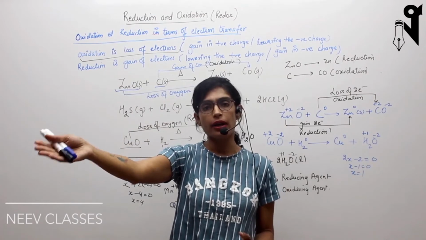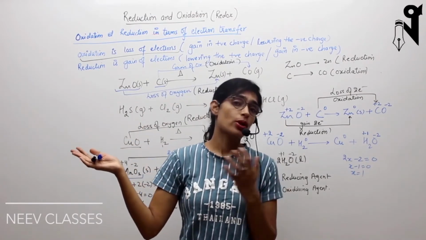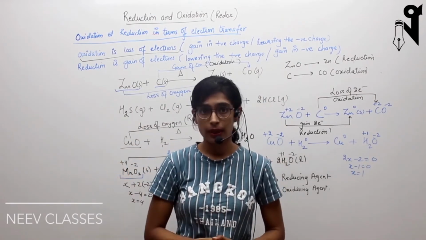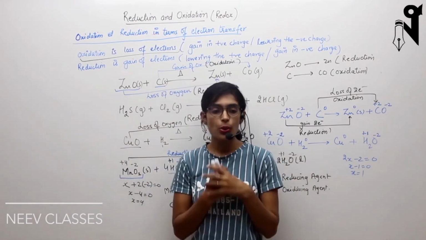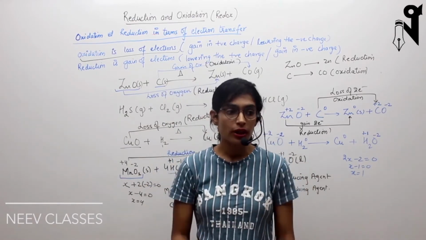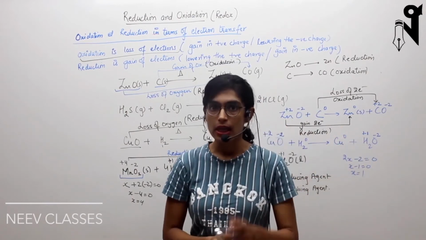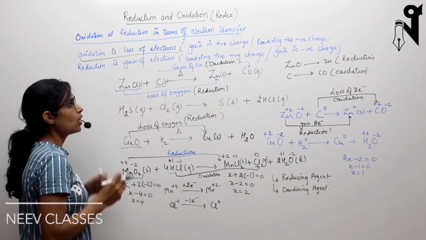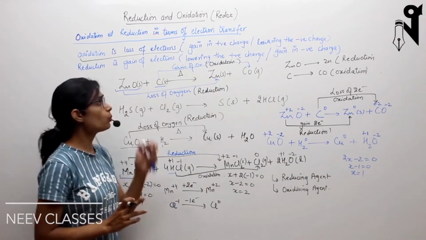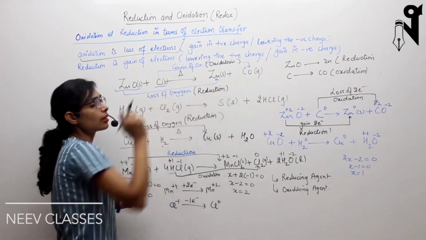Anything which is required for the other substance to get reduced, it will do that. And similar is the case for an oxidizing agent. An oxidizing agent will do everything possible to make sure that the other substance gets oxidized. Now just understand this. Zinc oxide wanted to do the reduction. It wanted to get reduced. It wanted to become Zn.